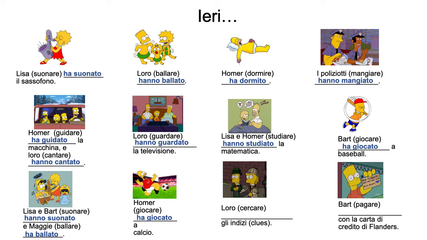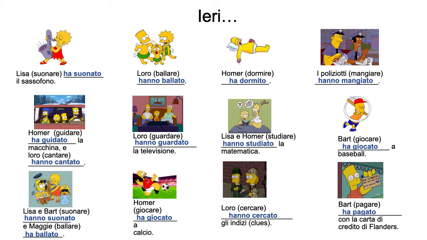In the next one, loro cercare gli indizi. I need again two elements. I need the form of avere for loro, because that's my subject. And then I also need the past participle of cercare. So loro hanno cercato. They searched for clues. And in the last one, my subject is Bart, so I need the lui form of avere, which is ha. And then the past participle of pagare, get rid of are, insert ato. Bart ha pagato con la carta di credito di Flanders. Bart paid with Flanders' credit card.